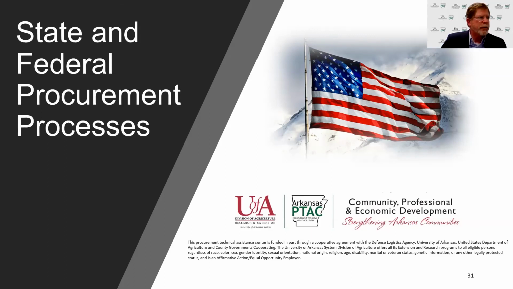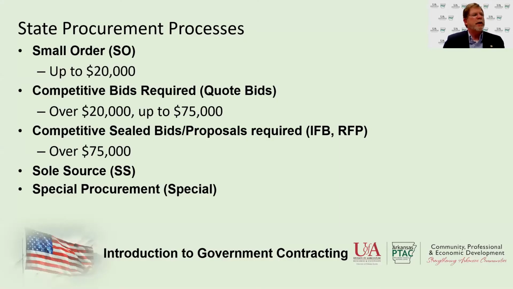State and federal procurement processes. According to the state procurement processes, a small order is up to $20,000, and basically I can just make a phone call on that one. If it's $20,000 to $75,000, according to state law, I have to attempt to get 3 quote bids. The key is attempt. If I don't get 3, whoever's lowest, they get the job. And that's $20,000 to $75,000.